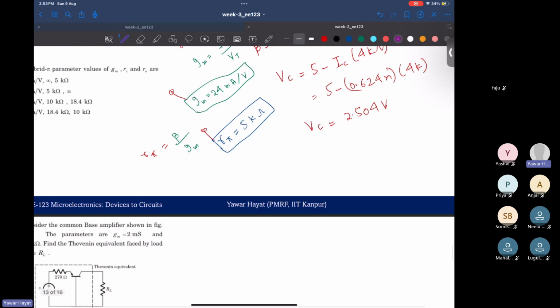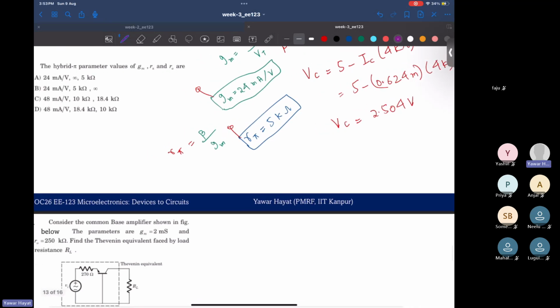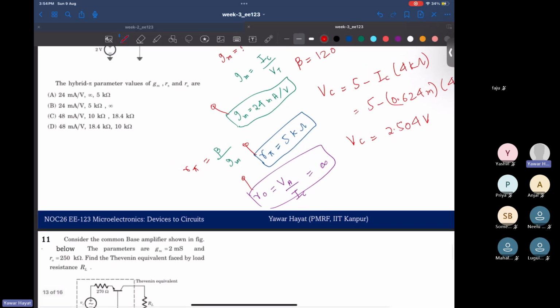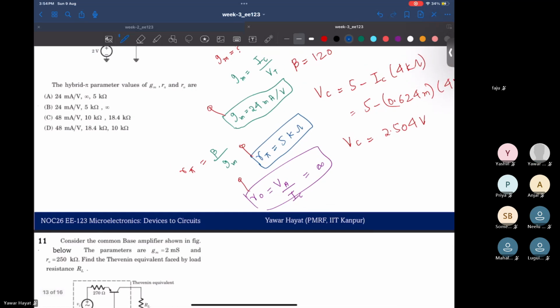And the last one, ro. What is ro equal to? Since your early voltage is given as infinite, your ro would be infinite as well, because ro is equal to VA by IC, which would be infinity. So we are done with all of them. And what is the correct option? Correct option is D.